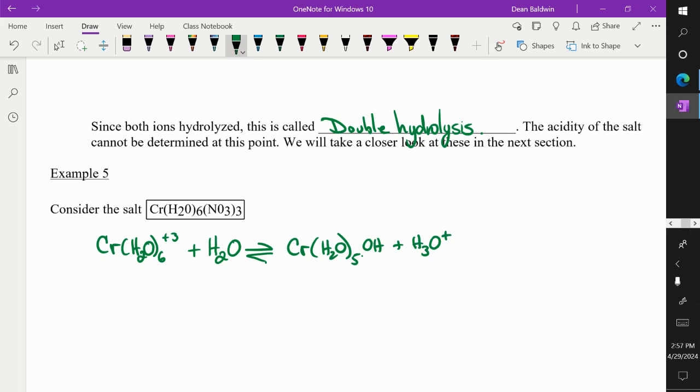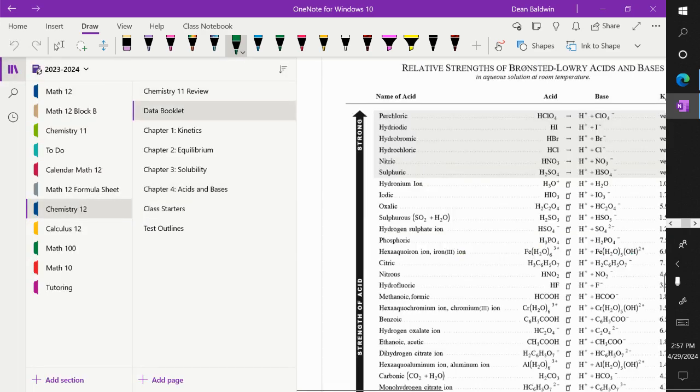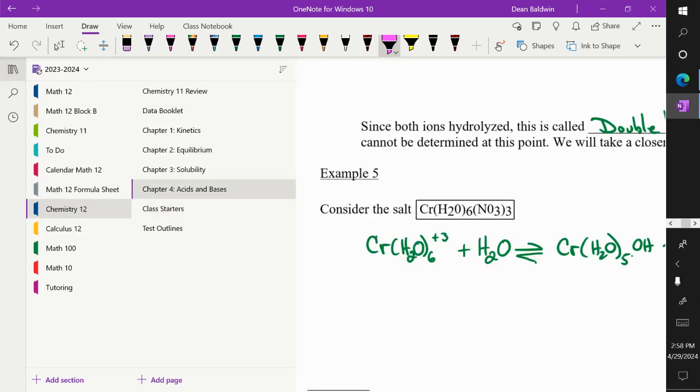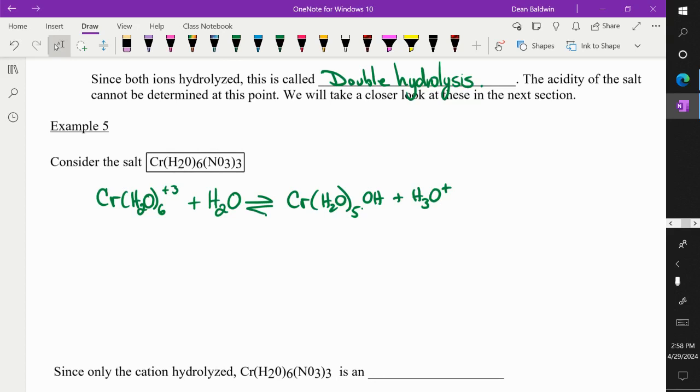Will that happen? So go to your data table, data booklet. Where's the chromium thing? Hexa, there it is right there. Boom. Okay, so that is a legit acid. So that will happen. So we will get cationic. But we have to check the anion, which is NO3 minus.